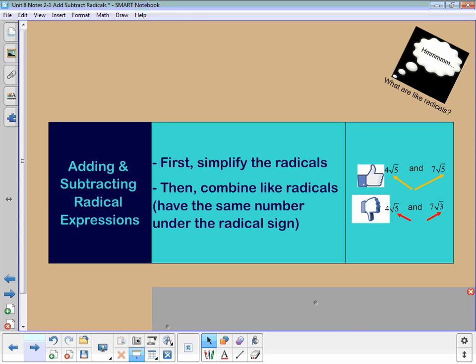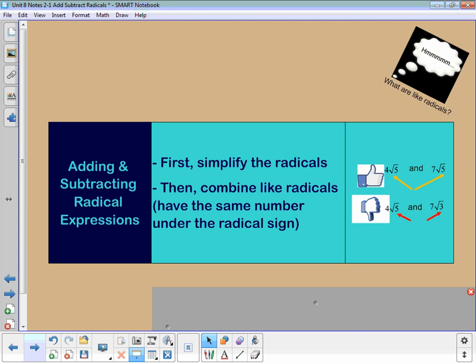Okay, so first of all, you need to simplify all of the radicals in the expression. Okay, so you might have 2 or 3 radicals that you need to simplify. So you need to simplify all of them. Then you need to combine like radicals. Okay, so that means they have the same number under the sign.